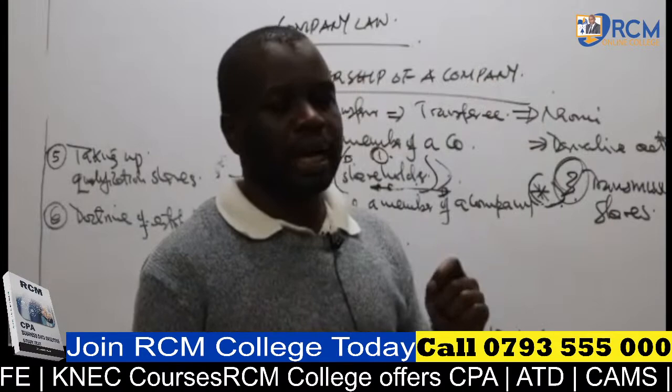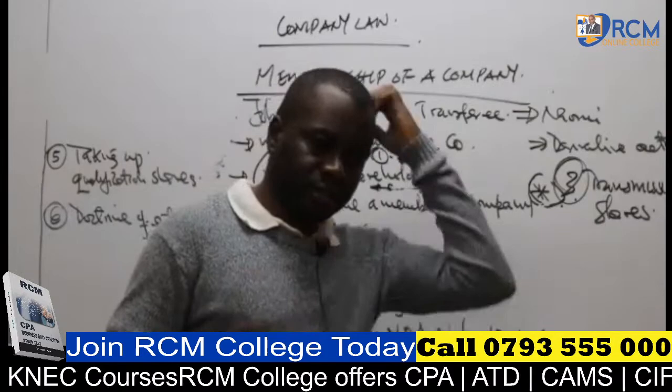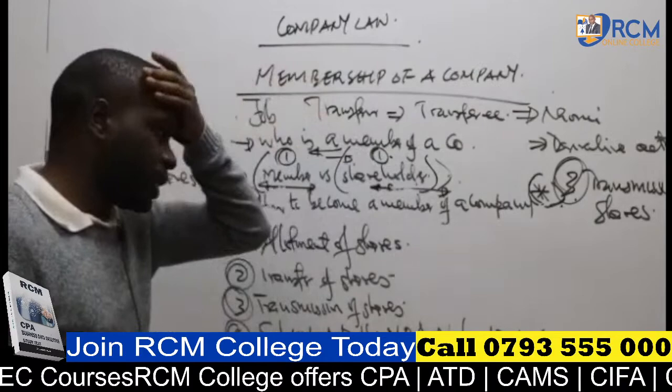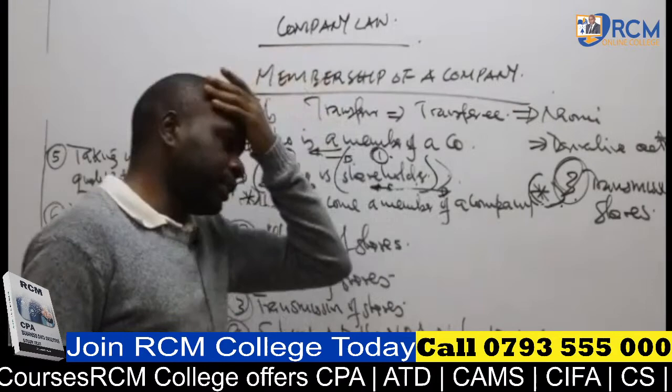So once you apply for the shares, they'll be allotted. Allotting is basically distributing the shares, agreeing to that particular contract. So they'll be able to allot the shares. Once they allot the shares, then you'll become the shareholder of the company. And when you become the shareholder of the company, you'll automatically become a member of the company.